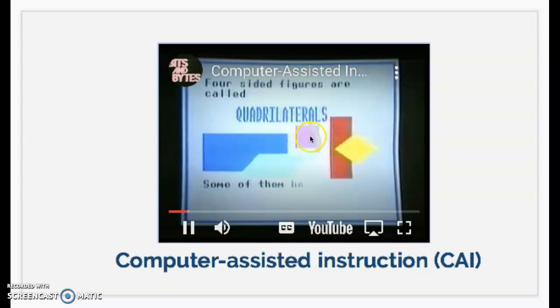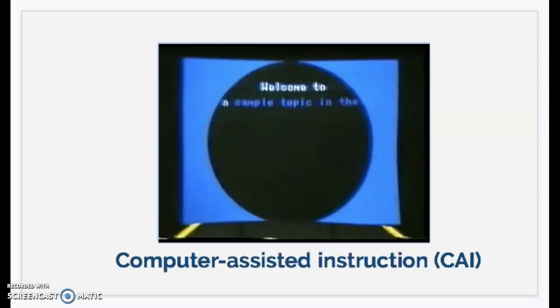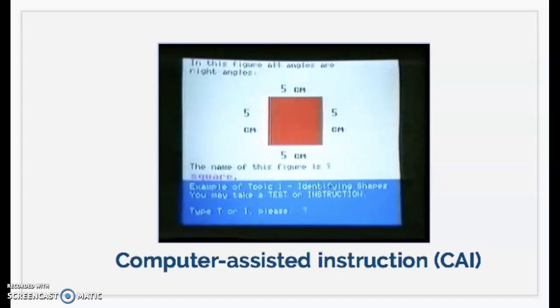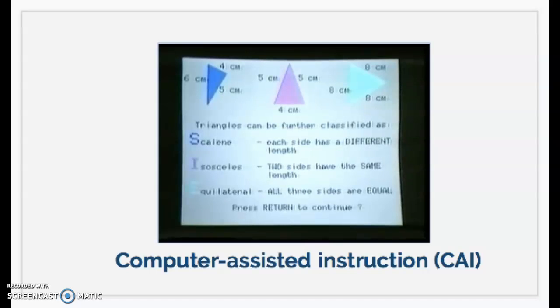Quadrilaterals have different names. This is an example from the grade 7 through 10 mathematics course, topic 1 on identifying shapes. They may now take a test or instruction. Suppose we select instruction. First figures will be triangles with metric measurement shown on the sides, the scalene triangle being in blue, the magenta triangle being isosceles, and the cyan triangle being equilateral.